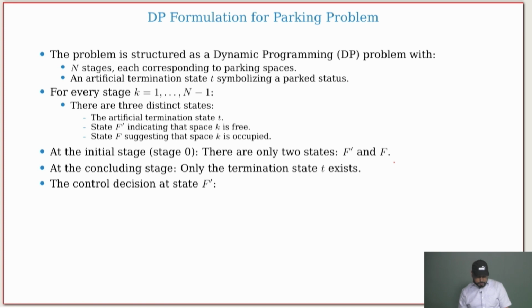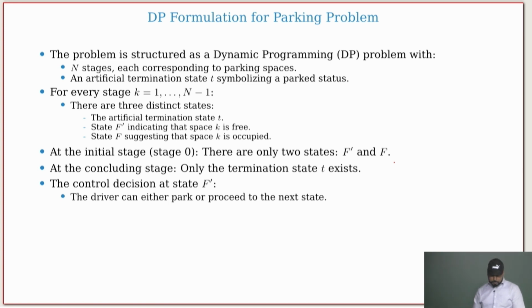The control decision: at state f prime, the driver can either park or proceed to the next state. So basically we have split this problem into two cases, right? The parking space is free or not free. So this is the case where the parking space is free. Then the driver still can decide, even if it's free, whether to park or not, or move to the next state.